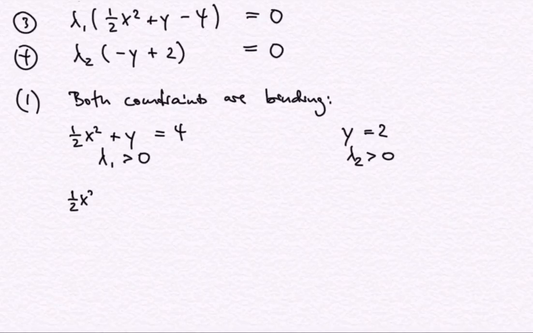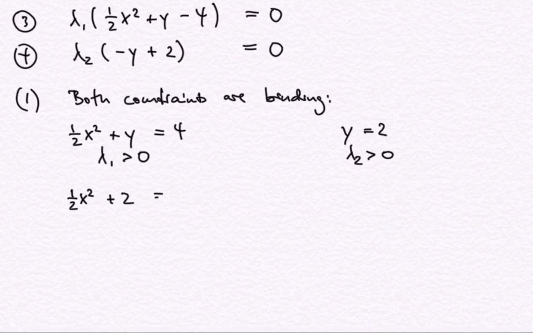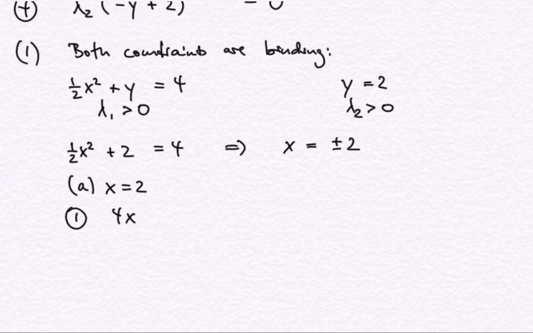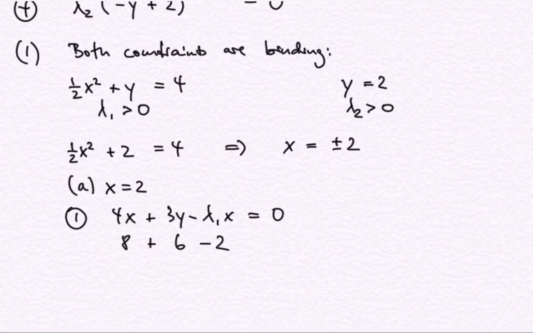Then the first constraint says 1/2 x squared plus y, which is now 2, equals 4, or in other words, 1/2 x squared is 2, or x squared is 4, or x is plus or minus 2. I have 2 subcases to consider, therefore. Let's start with the positive one. Condition number 1 from the Kuhn-Tucker conditions reads 4x plus 3y minus lambda 1 x equals 0. So 4x is 8, 3y is 6, x is now plus 2. I get that lambda 1 is equal to 7, which is a positive number, so that's good news.